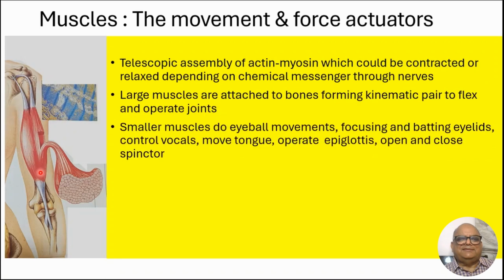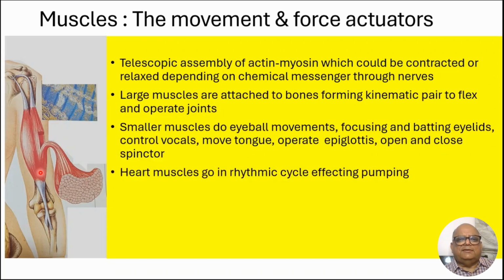So if it contracts, it will have a leverage advantage of the bone structure, and it will magnify the movement by physics. So there are smaller muscles, of course, which do eyeball movement, focusing of eyeball, focusing of eye lens, batting of eyelids, control of vocals, moving of tongue, operating of epiglottis, opening and closing of sphincter muscles, for example. Okay, so there are varieties in muscles, and they are omnipresent in the body.